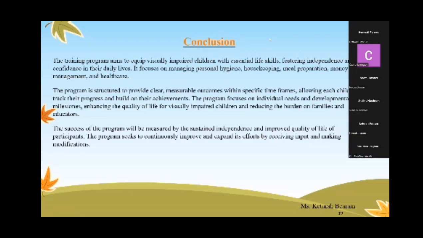The success of this program will be measured by the sustained independence and improved quality of life of participants. The program seeks to continually improve and expand its efforts by receiving input and making modifications.